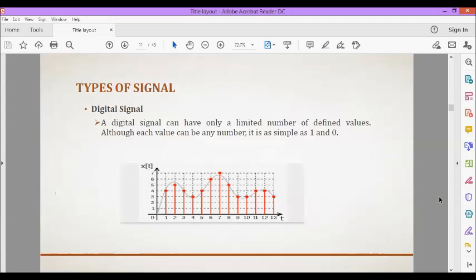Next, the digital signal can have only a limited number of defined values. Although each value can be any number, it is as simple as 1 and 0. So the digital signal sends data as distinct pulses, either on or off, which is 1 and 0, in much the same way that data travels through the computer.